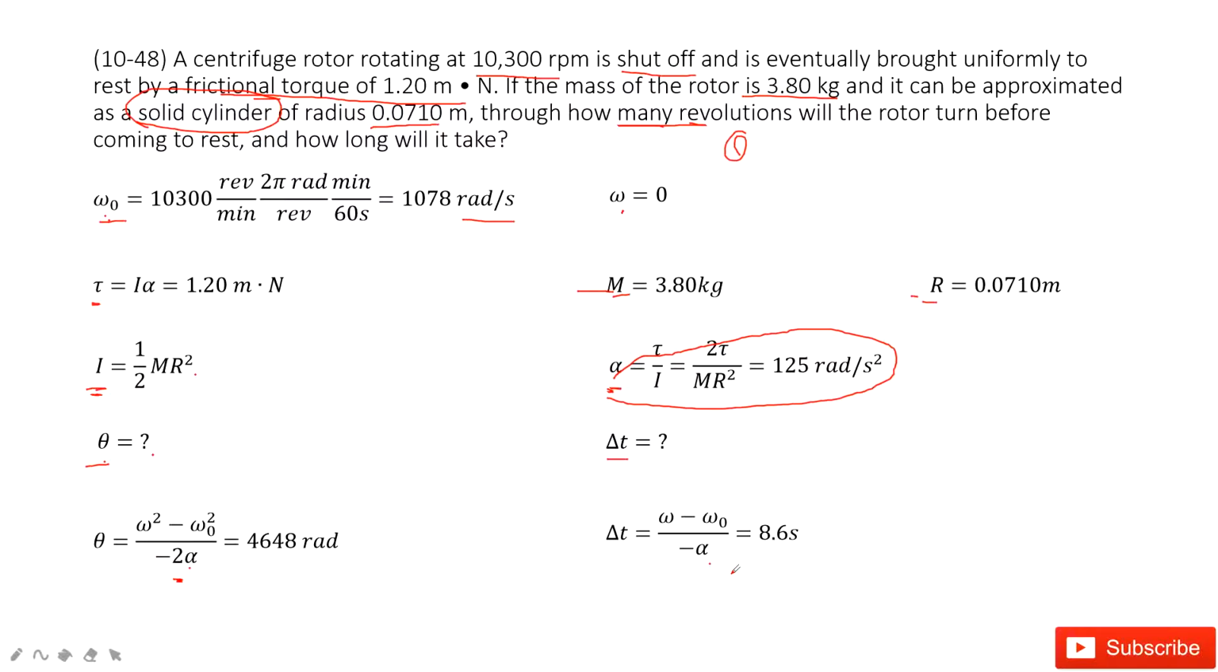Then we must pay attention. This rotor rotates from the initial angular velocity to stationary. So its acceleration is opposite to the direction it moves, right? So there we add the negative sign. There we must add a negative sign. Do you agree? Because it decelerates.